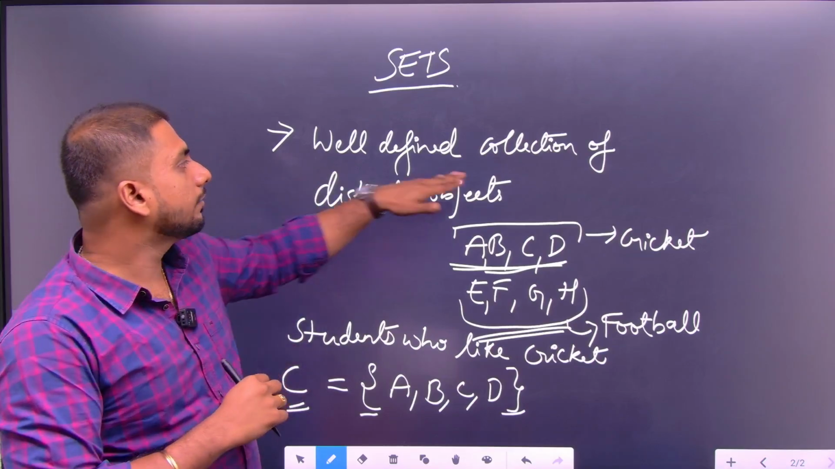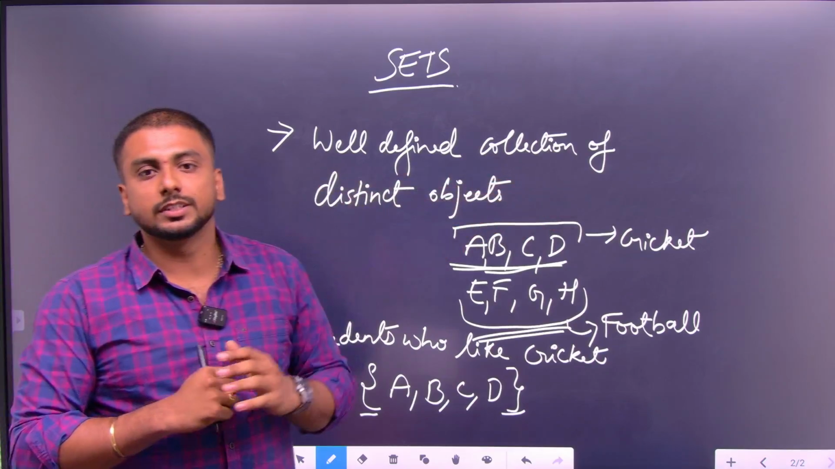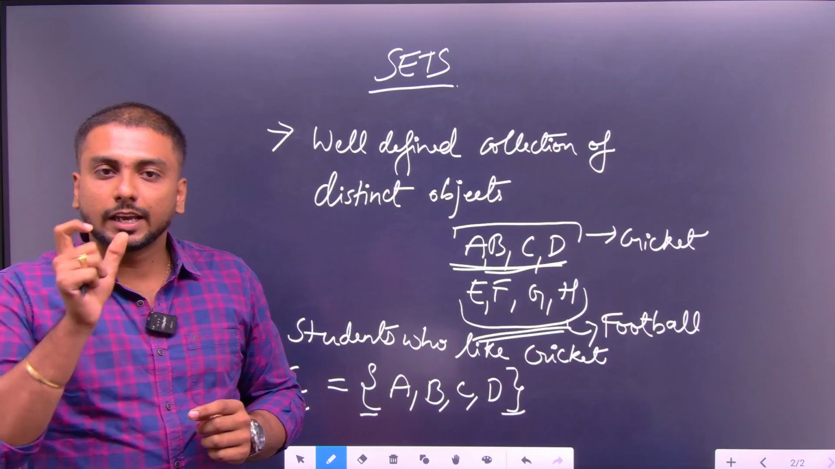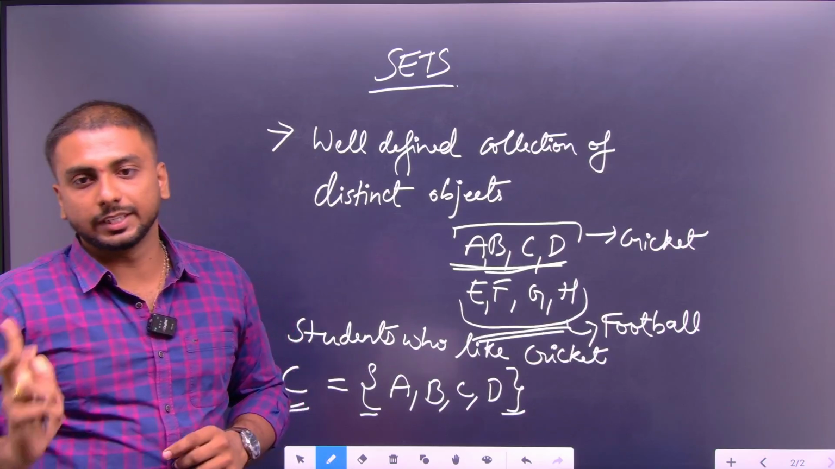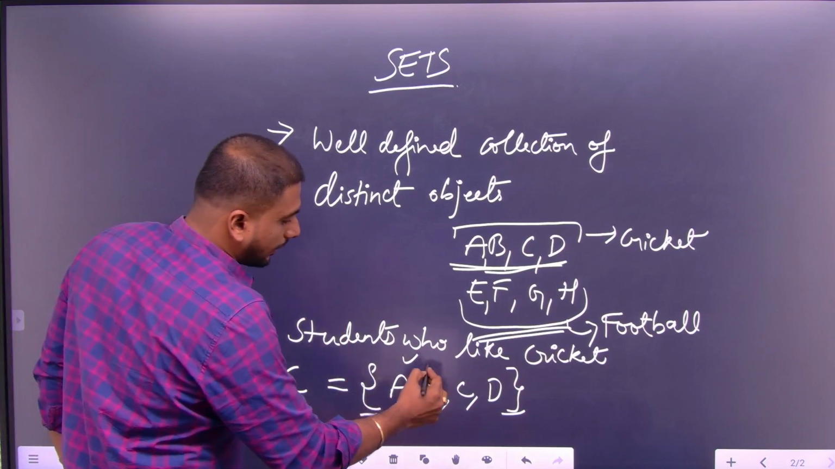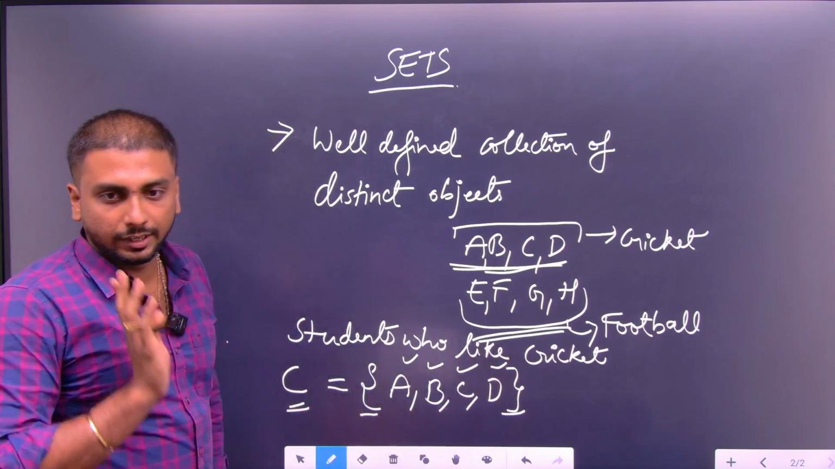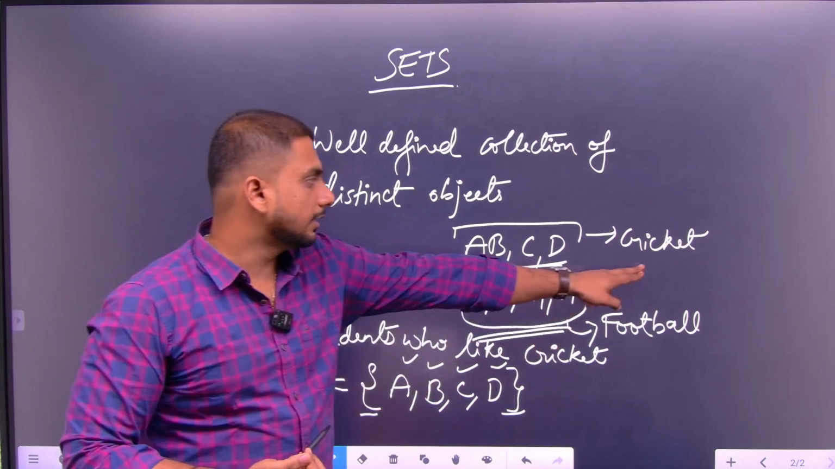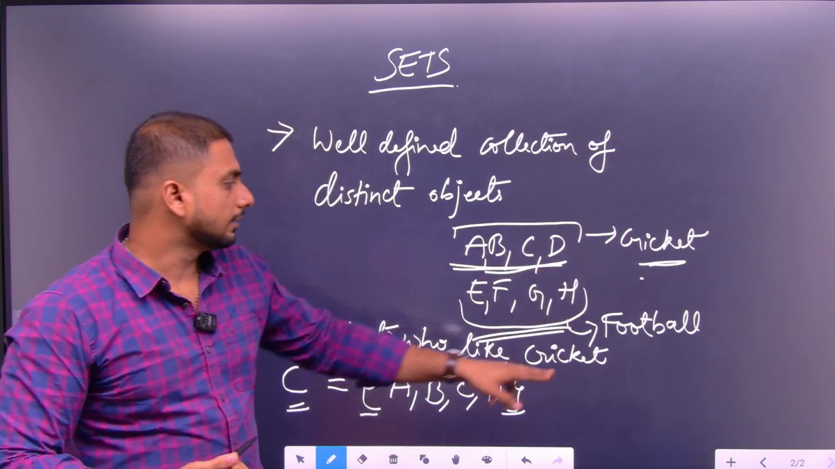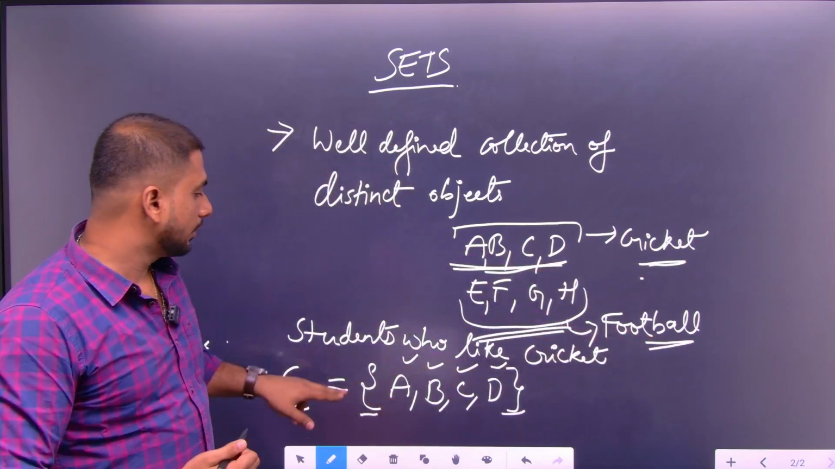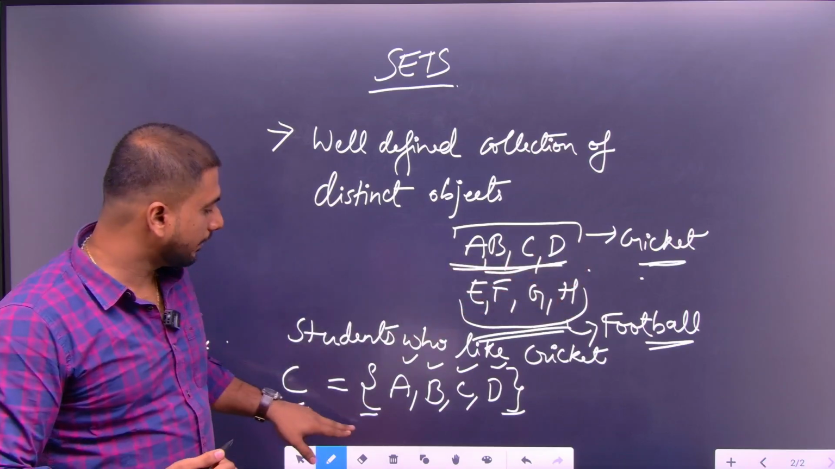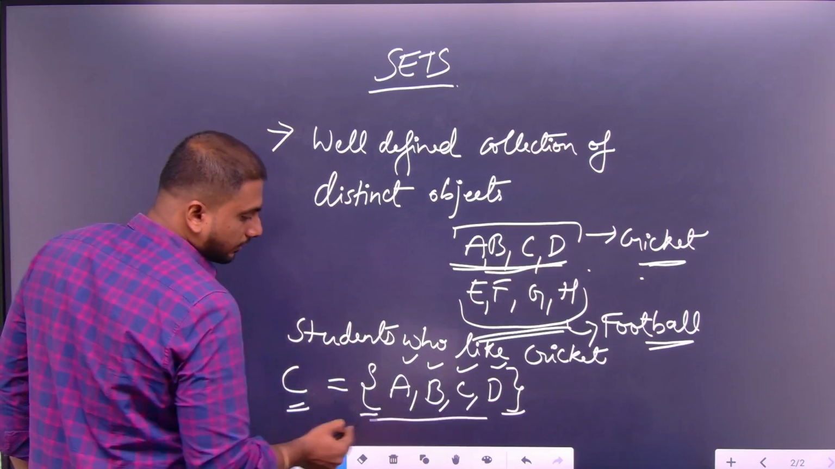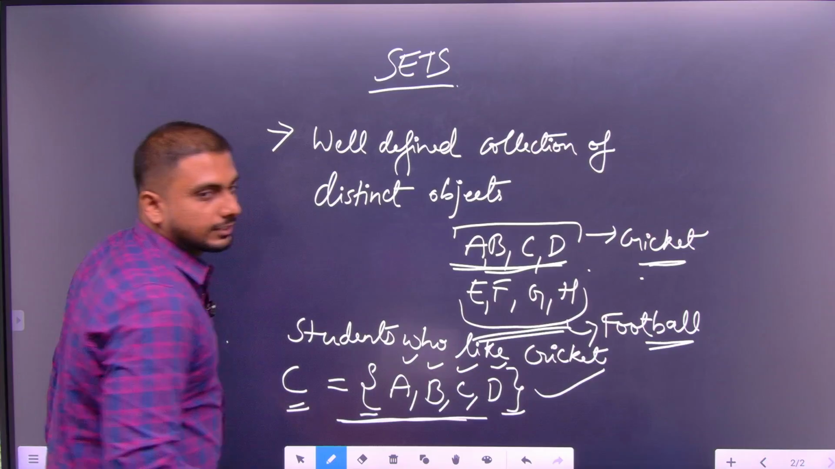So, a set means a well defined collection of distinct objects. Distinct objects means, as the name goes, every object should be different from each other. Is it right here? A, B, C, D, all of these students are different from each other. And is it a well defined set? We have already defined that these many people like cricket and these many like football. So it is a well defined collection of objects, and this collection of students is also known as a set.